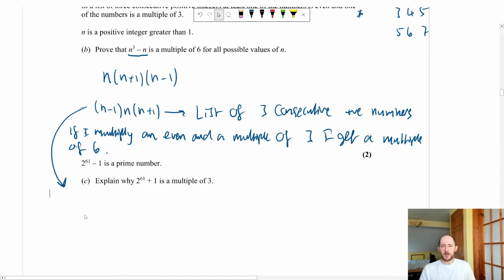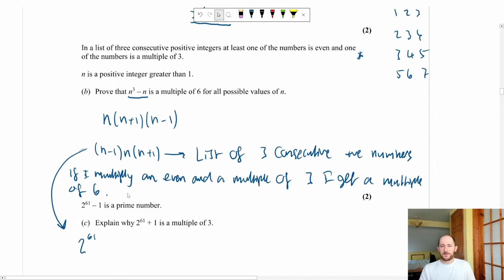So if I use that, if 2 to the power of 61 minus 1 is prime, then what is 2 to the power of 61 going to be? Well, in a list of 3 consecutive positive integers, at least one has to be even and one is a multiple of 3. So if the n minus 1 is prime, that means it's neither a multiple of 3 nor an even number. So what do I know? Well, that means 2 to the power of 61 must be an even number, which it is. Think about it. If I'm timesing 2 by itself, it's always going to be even, no matter what.